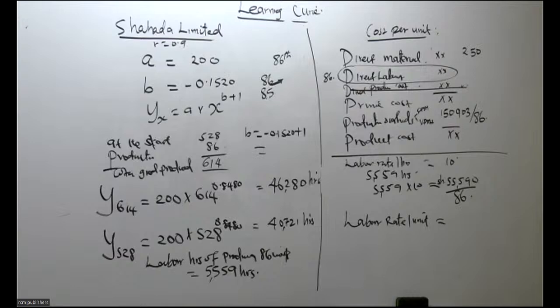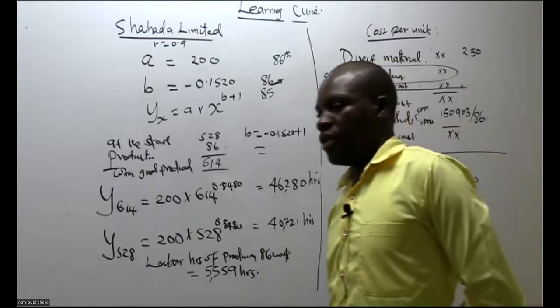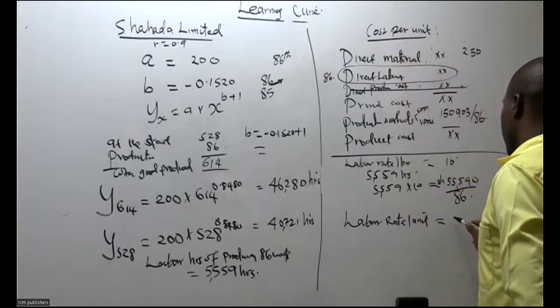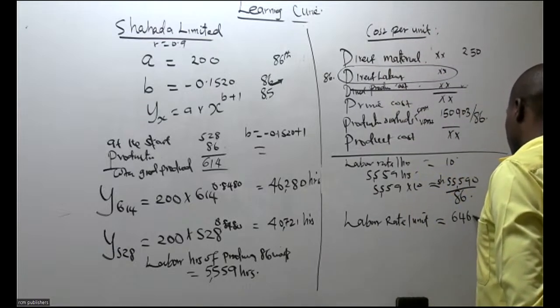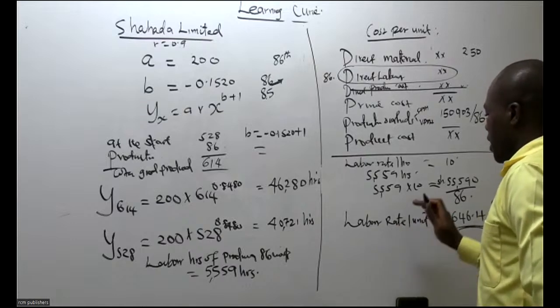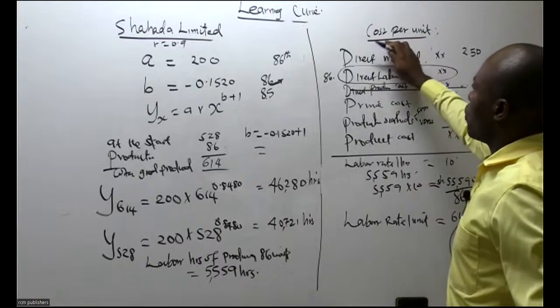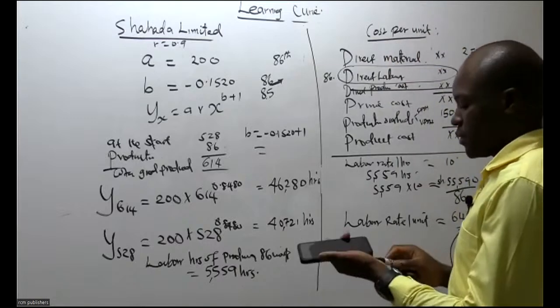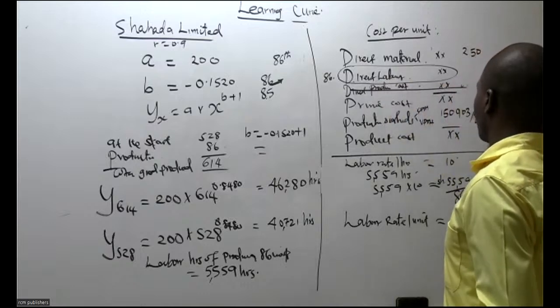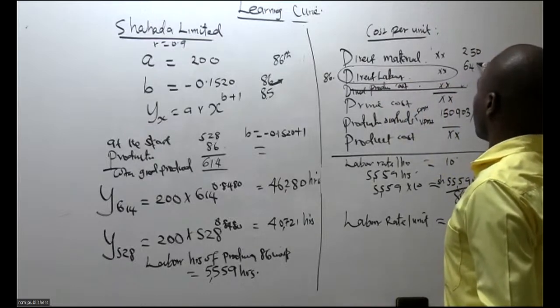There's only one person getting the answer. Really? 646.4 maybe. 646.4. That is the labor cost per unit. So you are lacking direct labor cost per unit, which we've been able to calculate as 646.4.